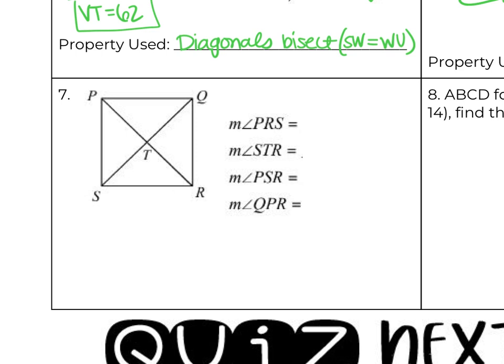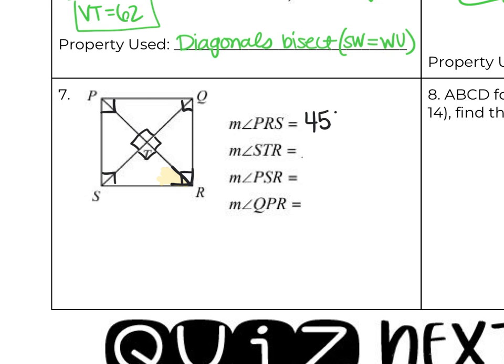So PRS. That's going to be this space right here. Okay, if this is 90, and if it helps you to go through and mark everything that's 90, like those are all 90, these are all 90, then you can do that. That kind of helps you out. So for this angle, if 90 is split in half, then that would give me 45.